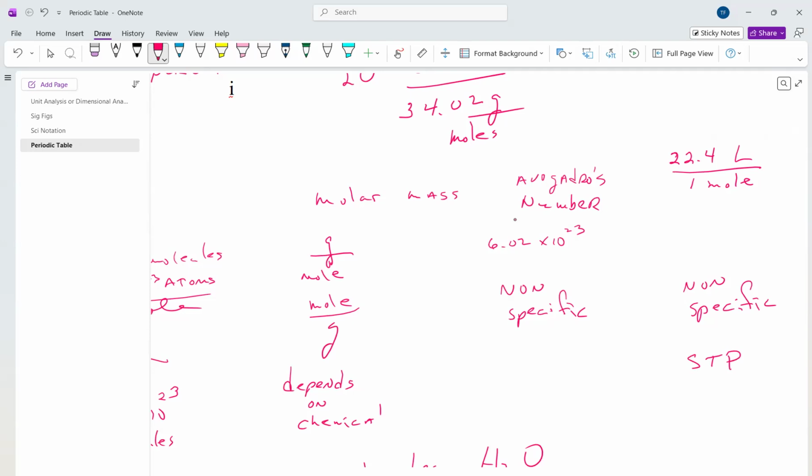Now we're going to get into the gas laws, and I'll show you, if it's not at STP, something called the ideal gas law. We can change pressures and other stuff. Okay, so that's the other one you need to memorize, and it doesn't change with chemical. It's like Avogadro's number, it doesn't change. Molar mass definitely changes per chemical every single time.